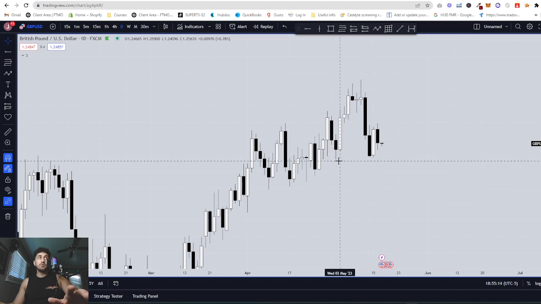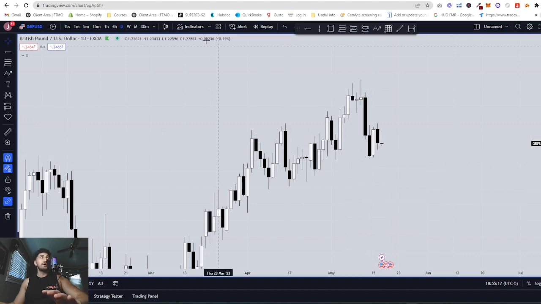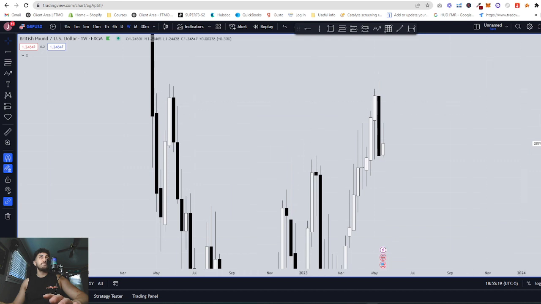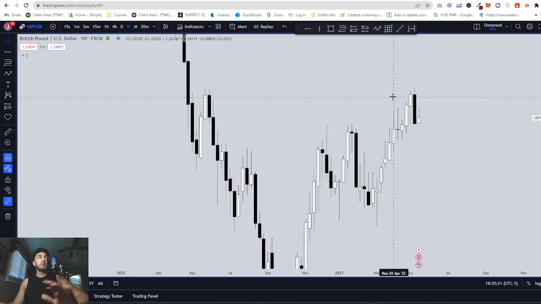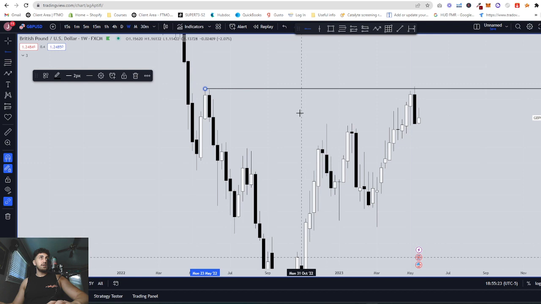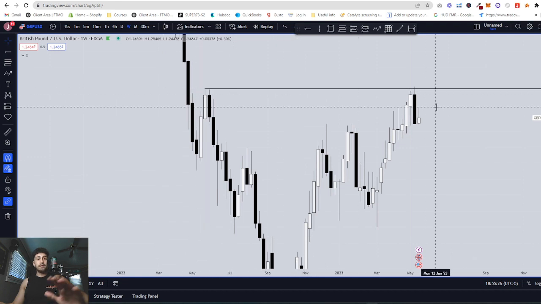Is it drawing the sell side liquidity? Is it drawing the buy side liquidity? Now, here in this example, if we go to the weekly, obviously this is hindsight, but I was calling for this level to get drawn to in the private group.